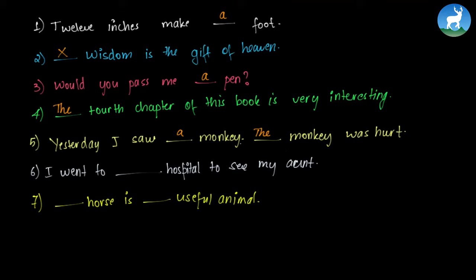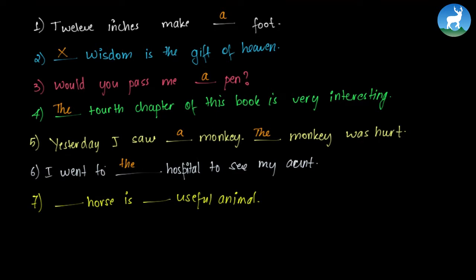The monkey was hurt. I went to the hospital to see my aunt. So you know a specific hospital where your aunt is admitted. So you know that the hospital is specific and you know the exact name of the hospital. So you use the. I went to the hospital to see my aunt because you know which hospital.